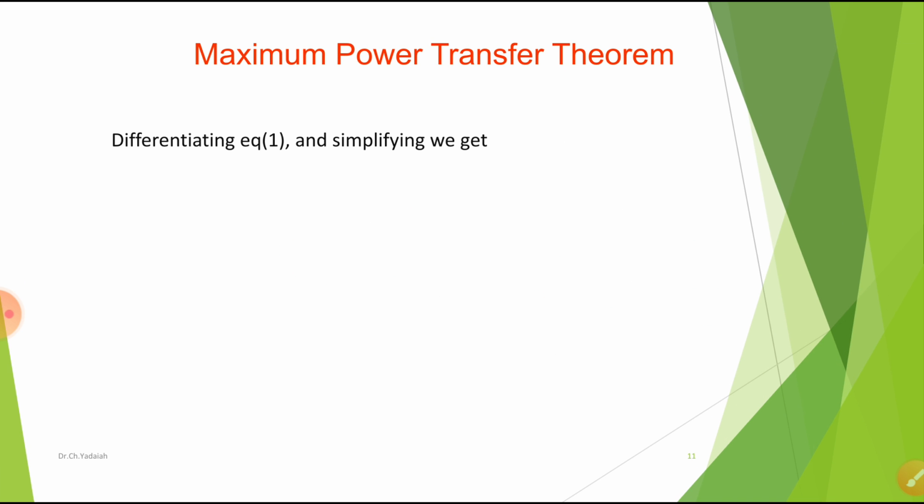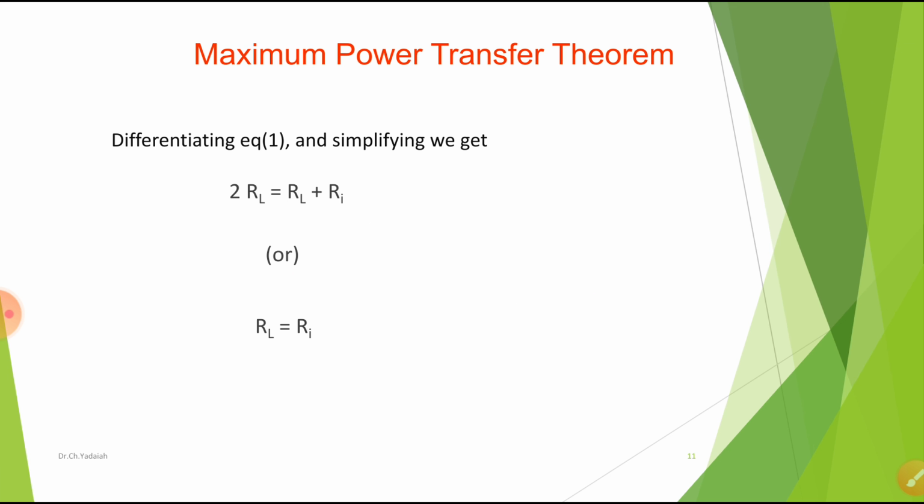Now you can see, differentiating equation 1 and simplifying, we are going to get this equation, or this value. Just we prove it. So hence the maximum power is E square by 4RL. How we are going to get that one? So we will see.